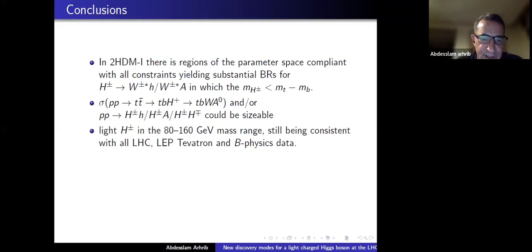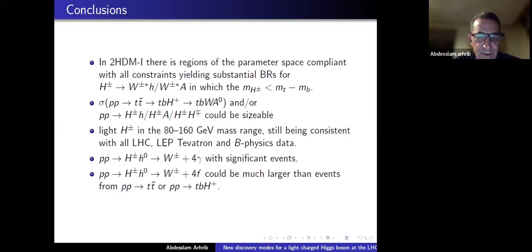And I hope I convinced you that this cross-section, the associated production of the charged X with the light neutral X, or the associated production of charged X with the CPOD, or the pair production of the charged X followed by charged X decay to W and little h, could give a cross-section which is quite a bit bigger than the cross-section coming from TT bar. Because in most of the experimental searches for the light charged X, they look for the light charged X coming from top decay. And we try to convince them that this scenario should also be looked for.